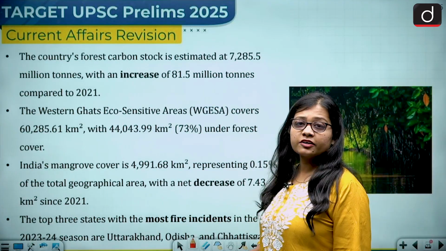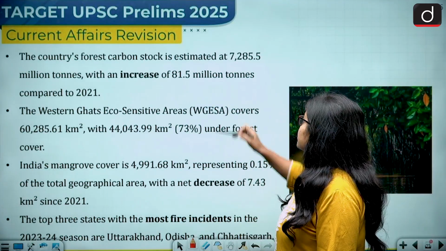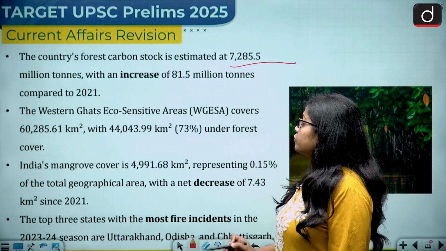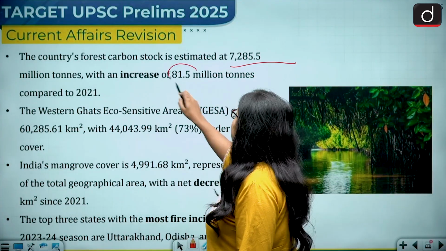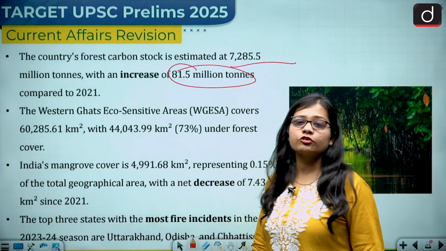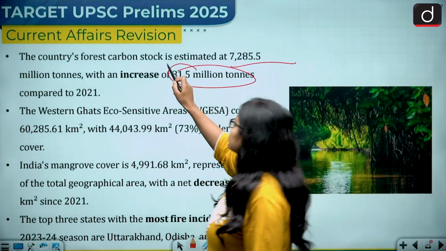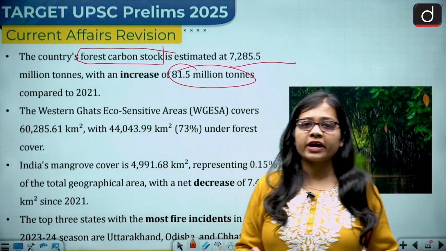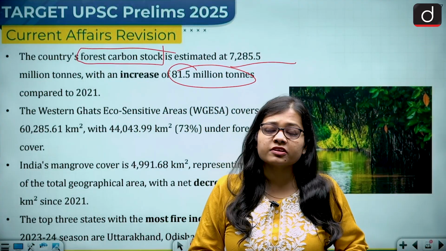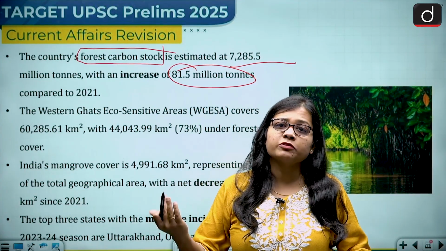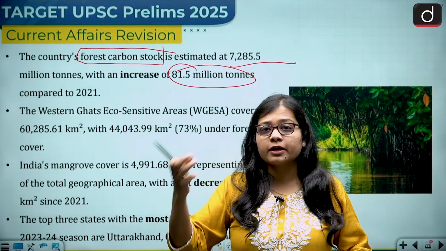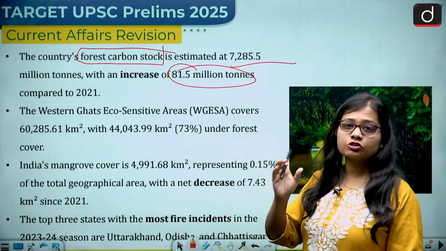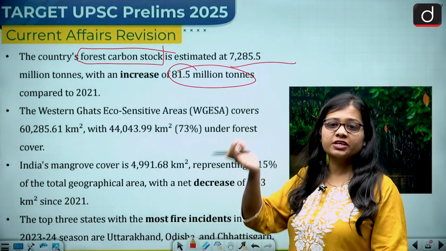Then the country's forest carbon stock is estimated at around 7,285 million tons, with an increase of 81.5 million tons compared to 2021. So with regard to the forest carbon stock, it is a positive trend, and forests and oceans are among the biggest carbon stocks, and this becomes very important for the planet, that the carbon stock must be maintained or must increase.